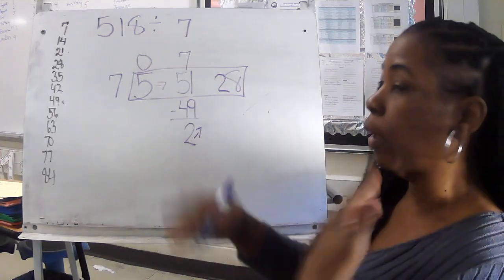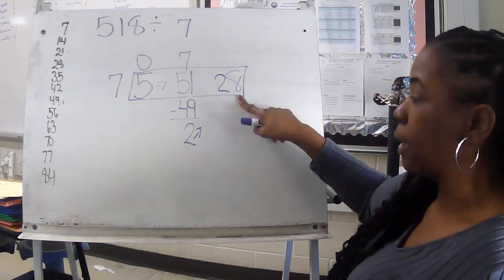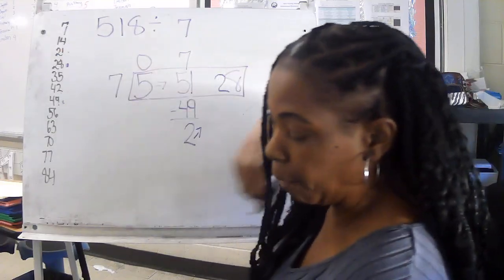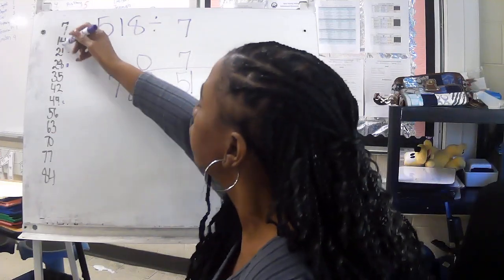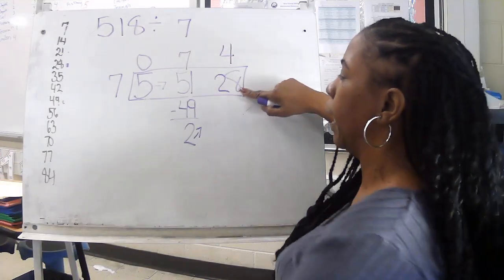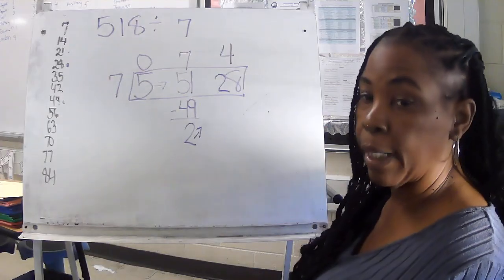Now, you start over. Same thing again. I cannot pass 28. Where can I stop? I can stop exactly on 28. Well, how many did I go down? 1, 2, 3, 4. Is the 28 and the number with the dot the same number? Absolutely. So we have our answer.